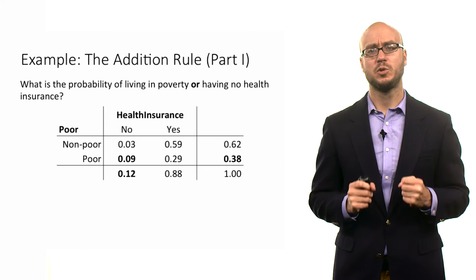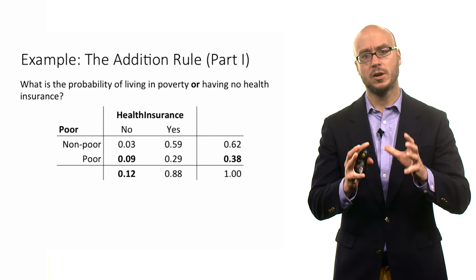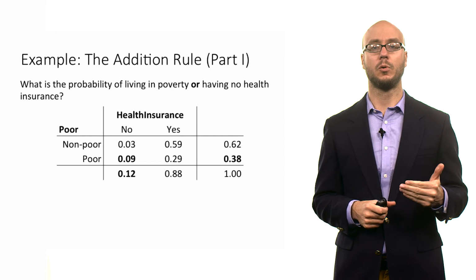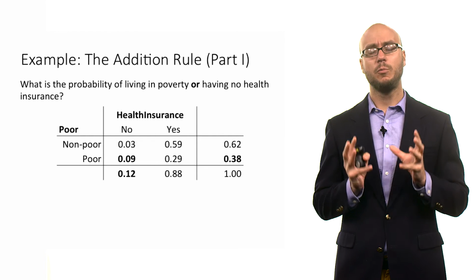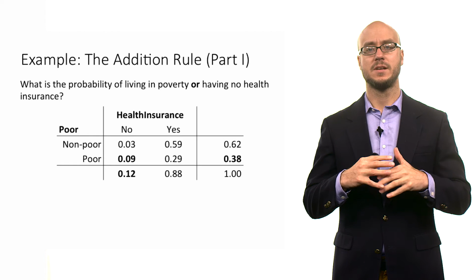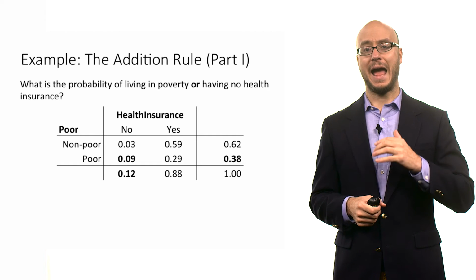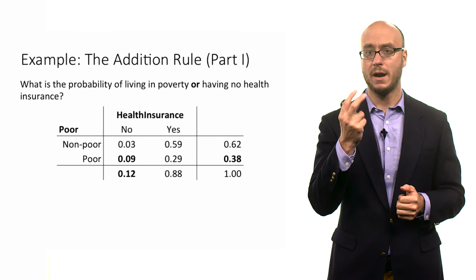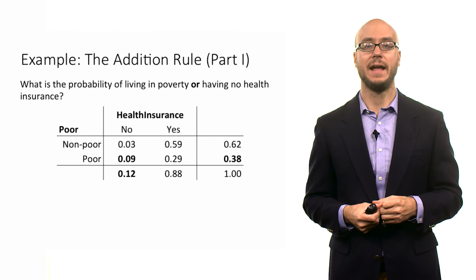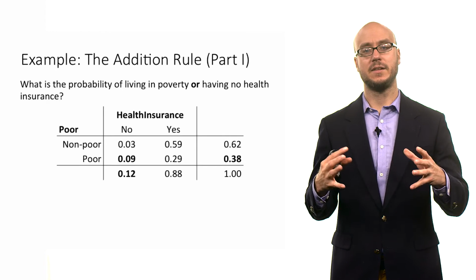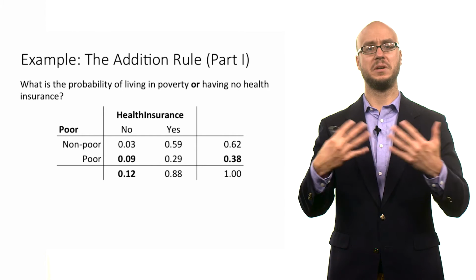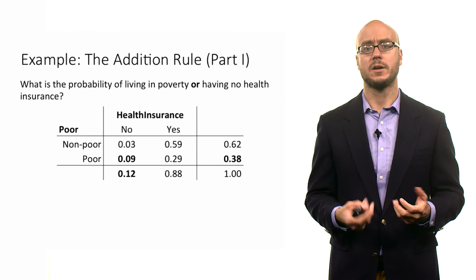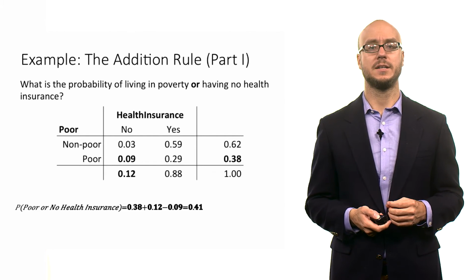So let's return to our health insurance example. Recall that earlier we found the joint probability of being poor and not having health insurance, but now we want to find this probability of being poor, having no health insurance, or having both conditions at the same time. This is an idea that we're trying to calculate: overall, how vulnerable are Americans in a socioeconomic context.